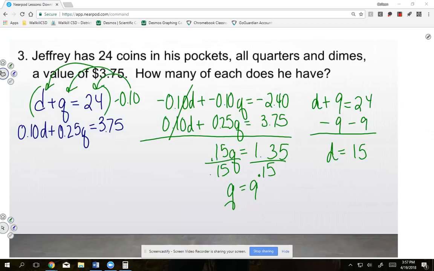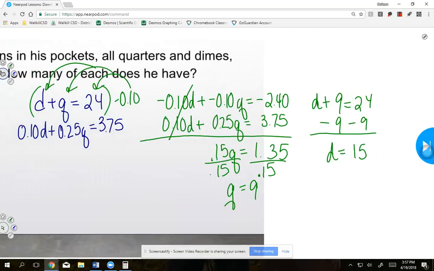So those three were actually some of the harder ones. The next couple are a lot more obvious in my opinion as to how you're going to set it up. So let's take a look at question number 4.